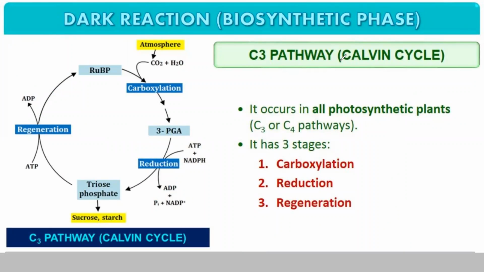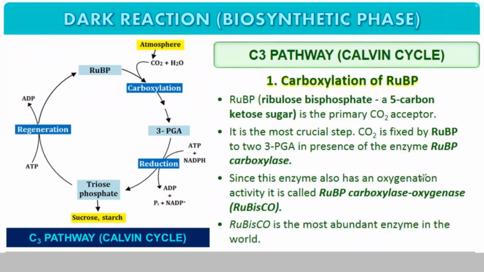Let's start with the C3 pathway, which is also known as the Calvin cycle. It occurs in all the photosynthetic plants, that is in C3 as well as in C4 plants. It has 3 stages: carboxylation, reduction, and regeneration. In carboxylation, RuBP, that is ribulose bisphosphate, which is a 5-carbon ketose sugar, is the primary acceptor of carbon dioxide. It is the most crucial step because carbon dioxide fixation takes place here and the 5-carbon sugar is going to convert into 2 molecules of 3-PGA in the presence of the enzyme RuBP carboxylase.